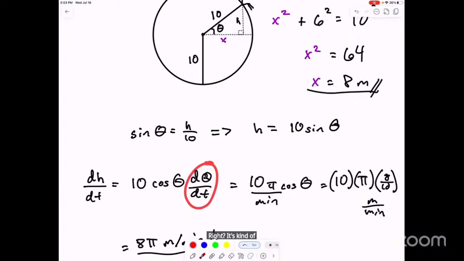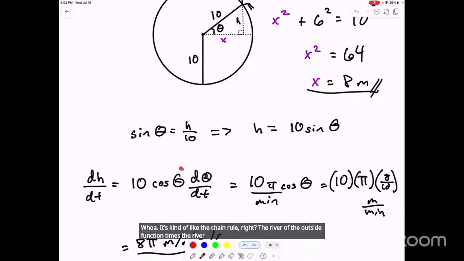So his h was 10 sine theta. So then the rate of change of his height with respect to time, we basically took the derivative of sine. We got cosine times d theta by dt, right? It's kind of like the chain rule, right? Derivative of the outside function times the derivative of the inside function. We don't have an explicit expression for theta, so we just left it as d theta by dt.